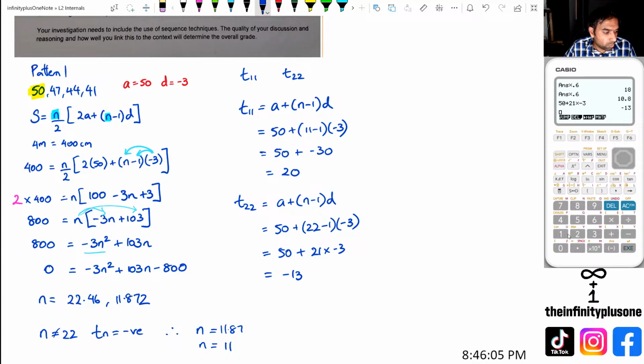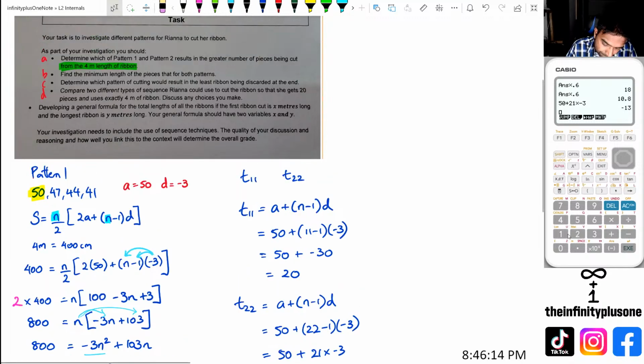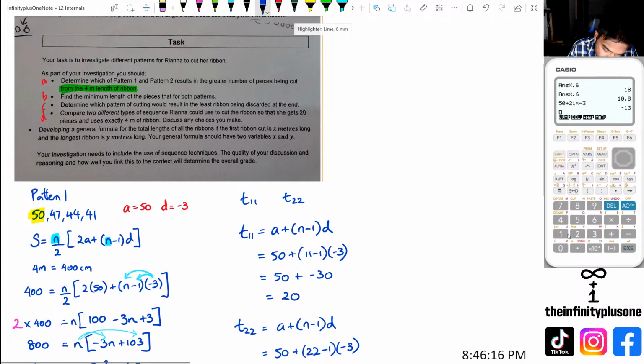Okay, so once we have that, we can figure out, if you go back to the question, it says we also need to find the minimum length of the pieces for both patterns. So that's part B. Part B is asking for the minimum length. So we need to find the total of the 11 pieces and then go 400 minus that, to give us what's actually, oh no, I think I'm actually doing part C as well. Yeah, I'm going to do part C as well. Let's just do part B first, which is the minimum length for pieces for both patterns.